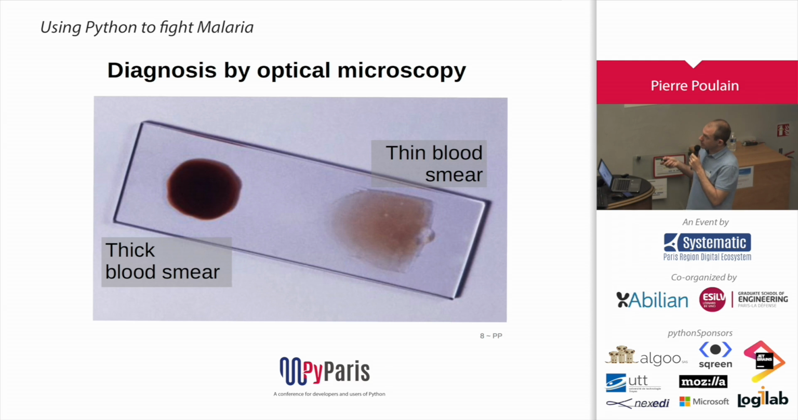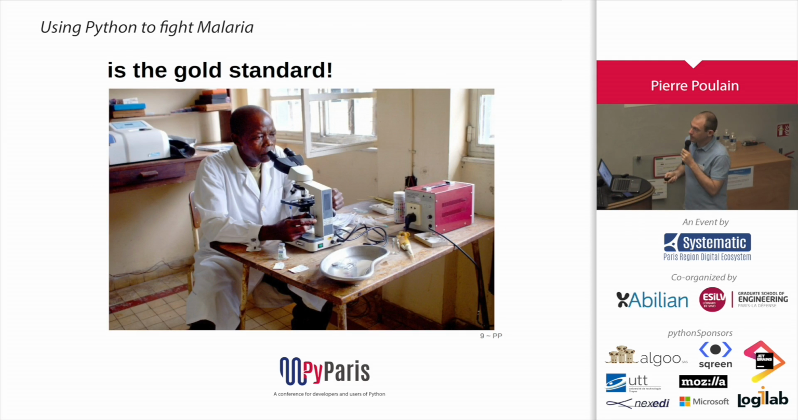This is roughly the same thing, whereas here you put some blood, but you're going to spread it onto the blade. The most common examination is a thick blood smear. The thin one is used for specific cases when you want to know exactly which kind of parasites you have in your blood and at which stage of development. So optical microscopy is the gold standard for malaria diagnosis. This is the examination recommended by WHO.